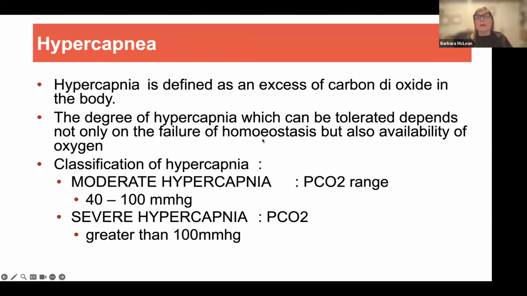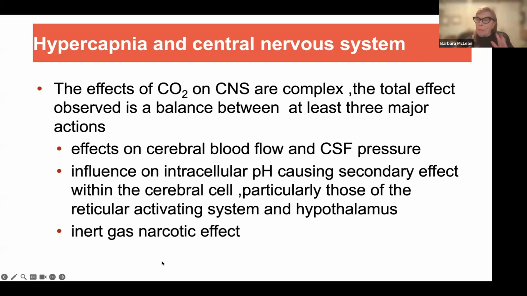All right, so just want to remind you what hypercapnia is and what it does. Obviously, hypercapnia means there's an excess CO2 in the blood, and that degree is tolerated not only based on the failure of homeostasis that occurs with CO2, but as CO2 displaces oxygen in the alveolus, you're going to see hypoxia as well. Now, typically, we talk about hypercapnia as moderate, which is 40 to 100, or severe, greater than 100. But our biggest concern with CO2 retention is as it relates to the central nervous system.